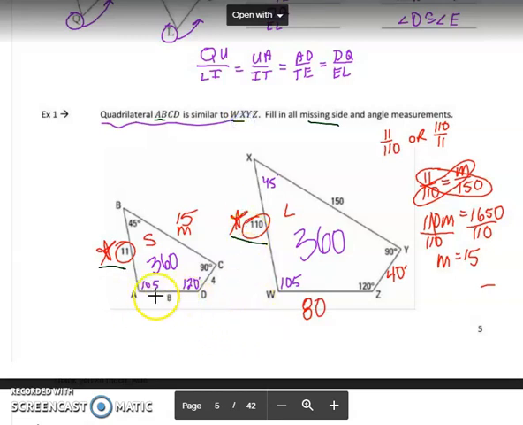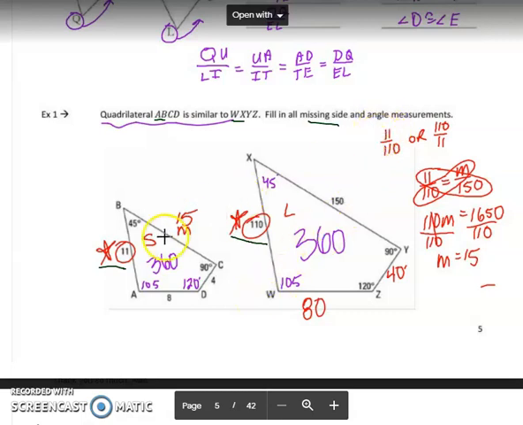If I tried to use AD, notice over here, WZ was not given. So that's going to be difficult. This was 4 for CD, but I didn't know this length at all. And this is BC. I don't know that length, but over here I know it's 150. So the only pair of sides that match up is that 11 and the 110.